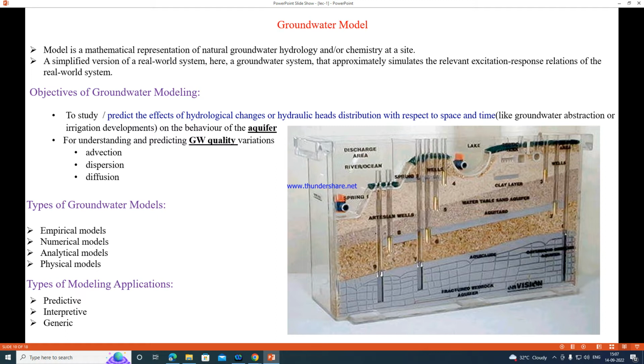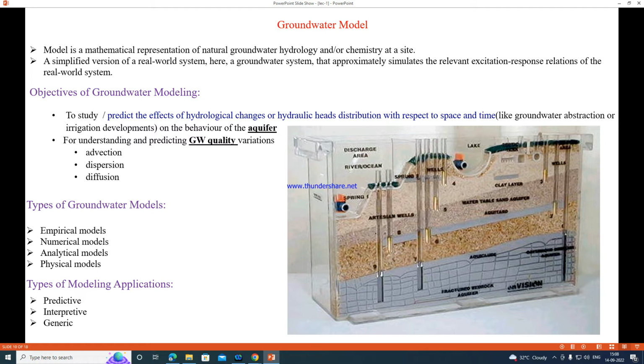Predictive means we will simulate and determine the hydraulic head, and we will calibrate the model and finally validate the model. After that, we will do the prediction of the hydraulic head for future time.